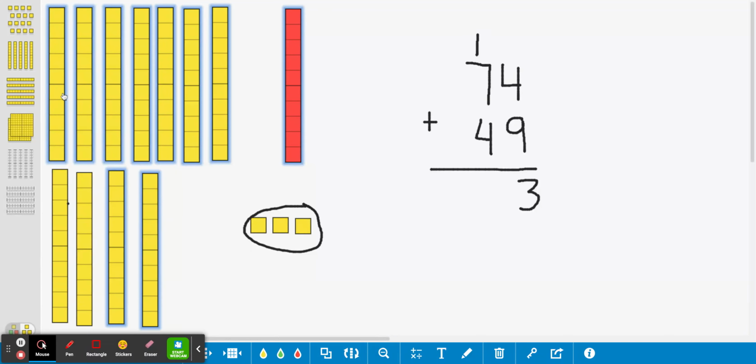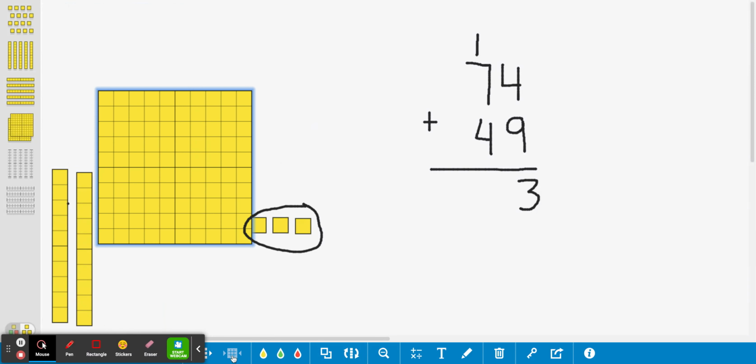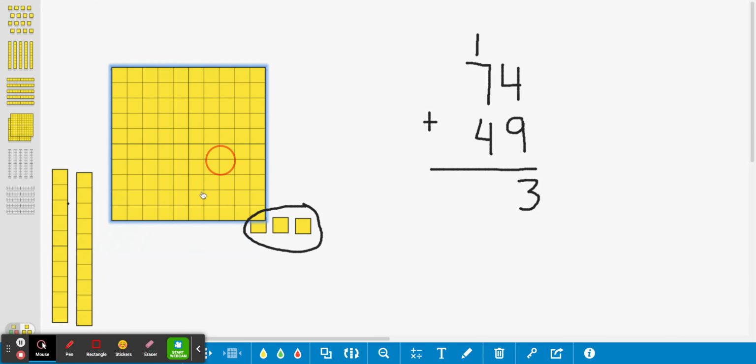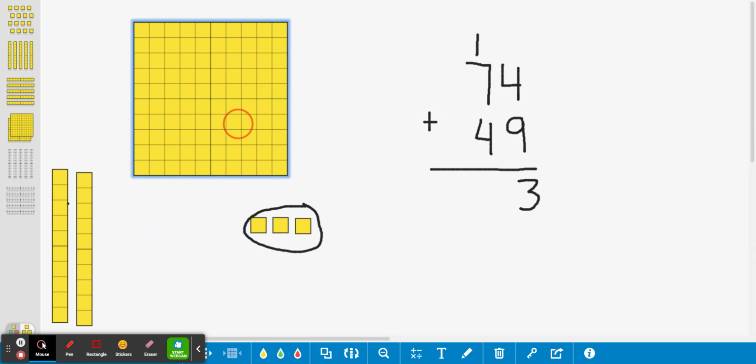So let's count them out. 1, 2, 3, 4, 5, 6, 7, 8, 9, 10. I'm going to take 10 of my 10s. Now I want you to notice something. These 2 here aren't highlighted because I only have 7, 8, 9, and 10. Now I'm going to put those together. You see what just happened to my 10 tens? That became a new 100.